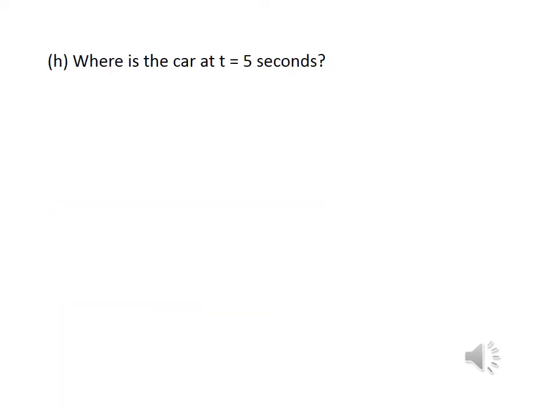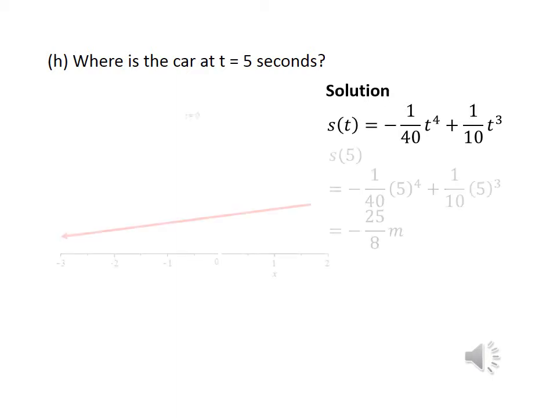Finally, where is the car at t equals 5 seconds? This is simply asking a question about the position again, and we already have the position equation s of t equals negative 1/40th t to the 4th plus 1/10 t to the 3rd. Plugging in t equals 5, we get our solution.